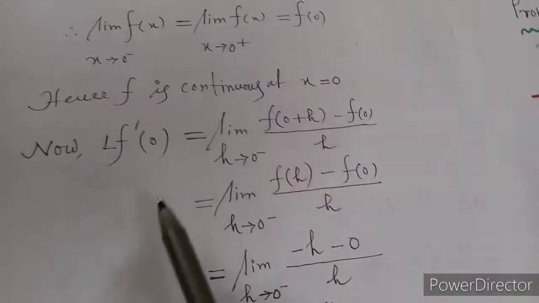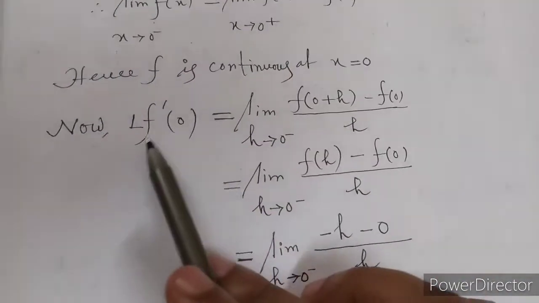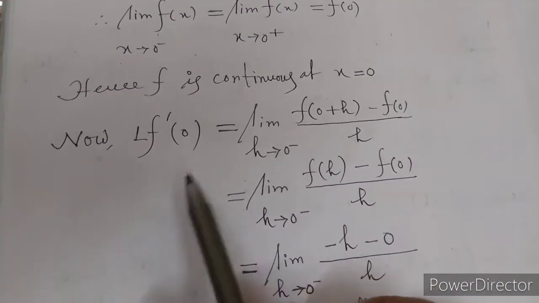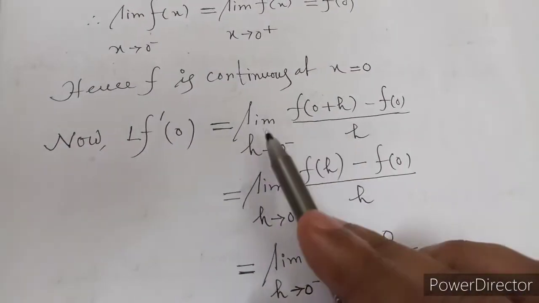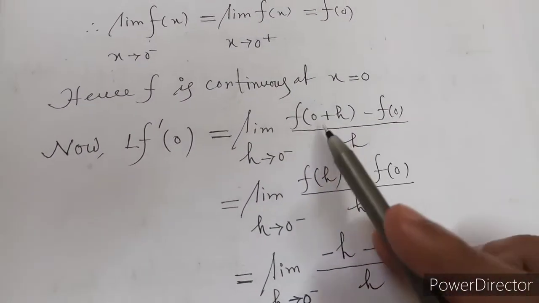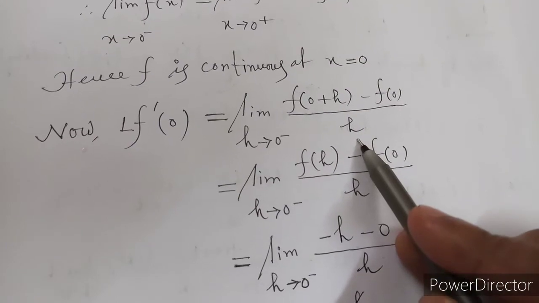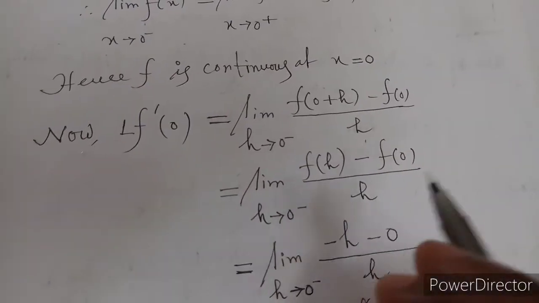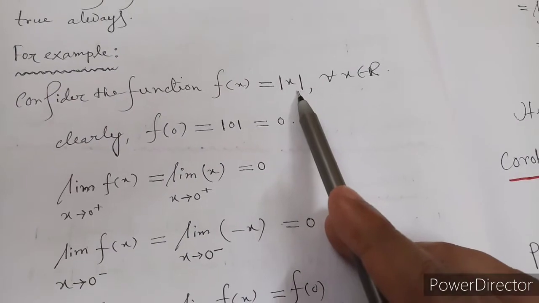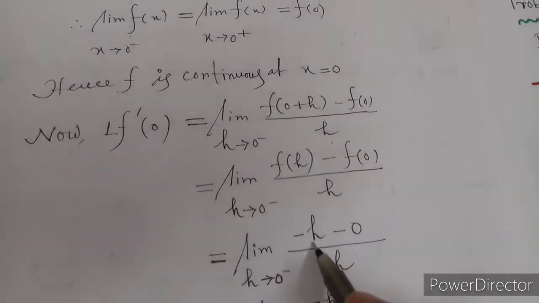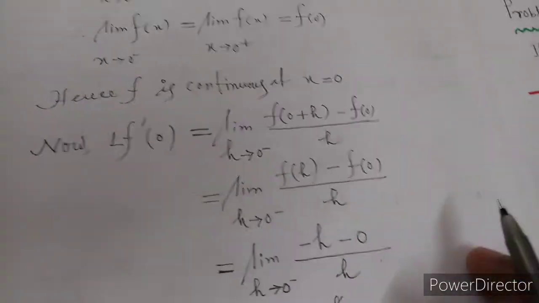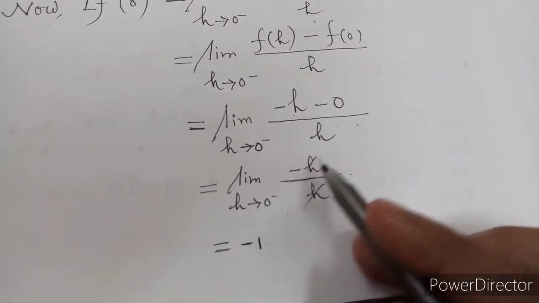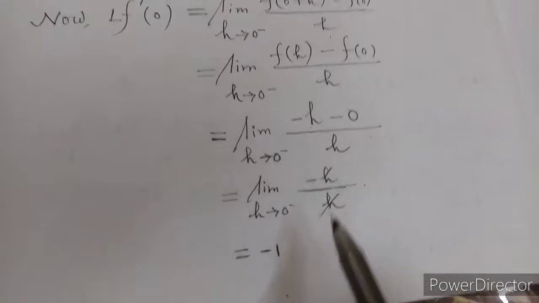So now for the differentiability, calculate the left hand derivative at x equal to 0. That means the limit as h tends to 0 minus of (f of 0 plus h minus f of 0) by h. Now look at that: 0 plus h means f of h, and h tending to 0 minus means h is less than 0. Since x is less than 0, mod x is minus x, so this is minus of h. And clearly f of 0 is 0. So minus h by h is minus 1. So the left hand derivative is minus 1 at the point x equal to 0.